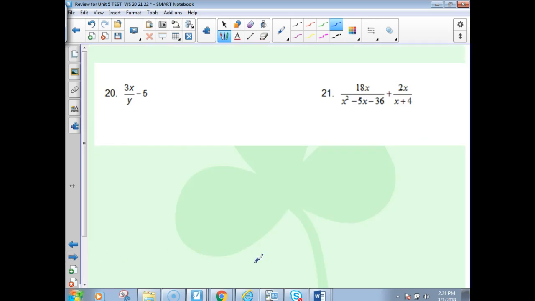Okay. Number 20, put a 1 under the 5 if you want to. The denominator is y times 1. So you don't have to do anything to the first fraction. But the second one, you're going to multiply by y, top and bottom, which gives you 3x minus 5y in your numerator. And that's done.